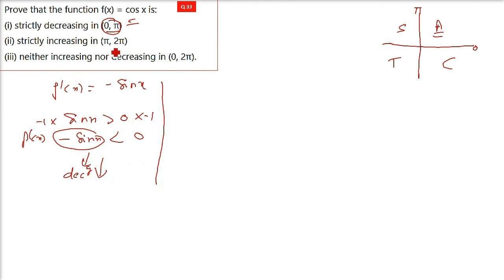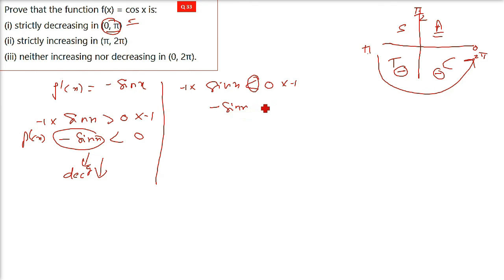Now coming to the second part, π to 2π. So we have 0, π/2, π, 3π/2, and then 2π. We are going from π to 2π, that is the third and fourth quadrants. In the third and fourth quadrants, only tan and cos are positive, so the sine sign will be negative here. So sin x is less than 0 between π and 2π. That is very important. Multiply both sides by −1 and you get −sin x greater than 0, because you have multiplied both sides by −1. So f'(x) is greater than 0 between π and 2π. So this is increasing.